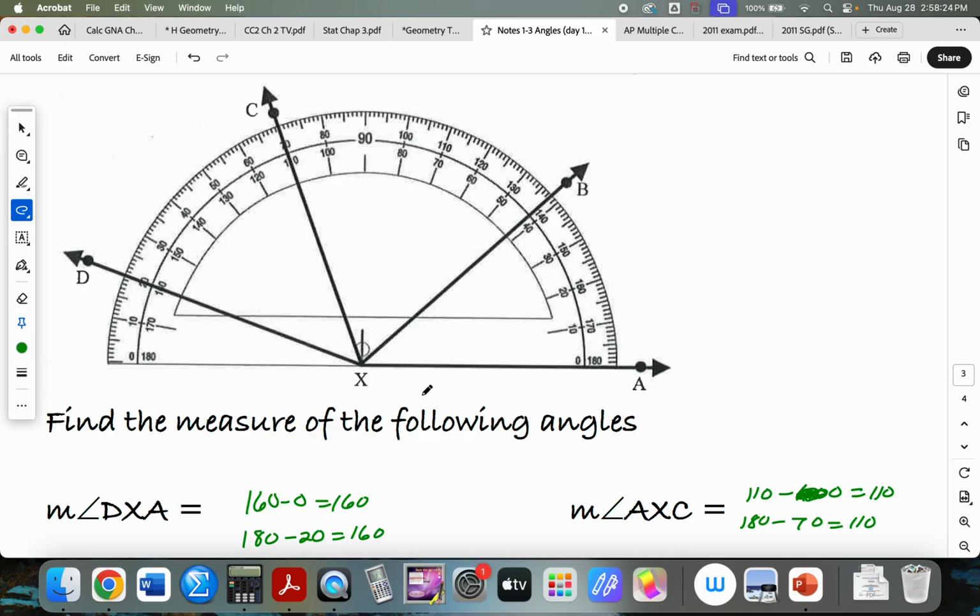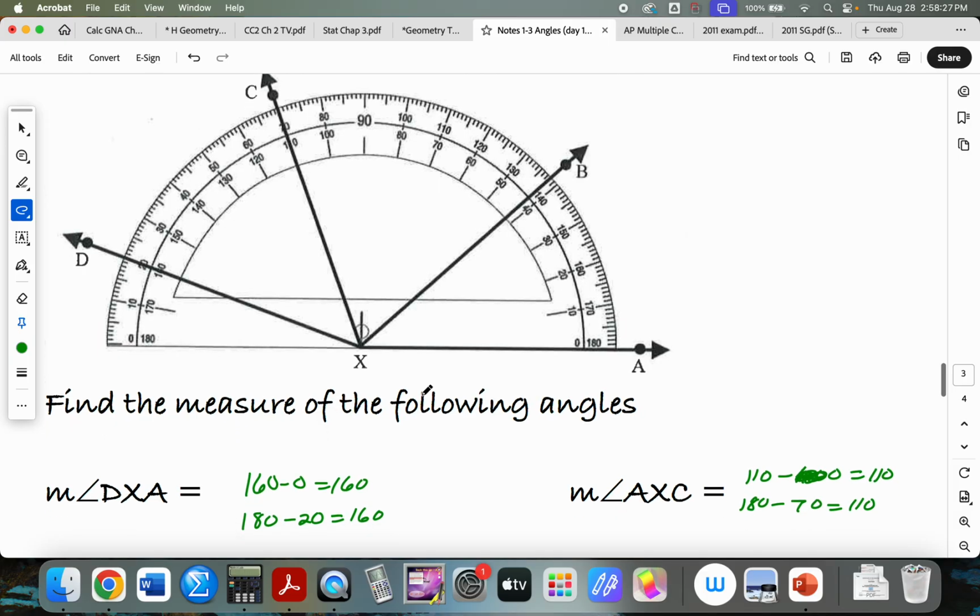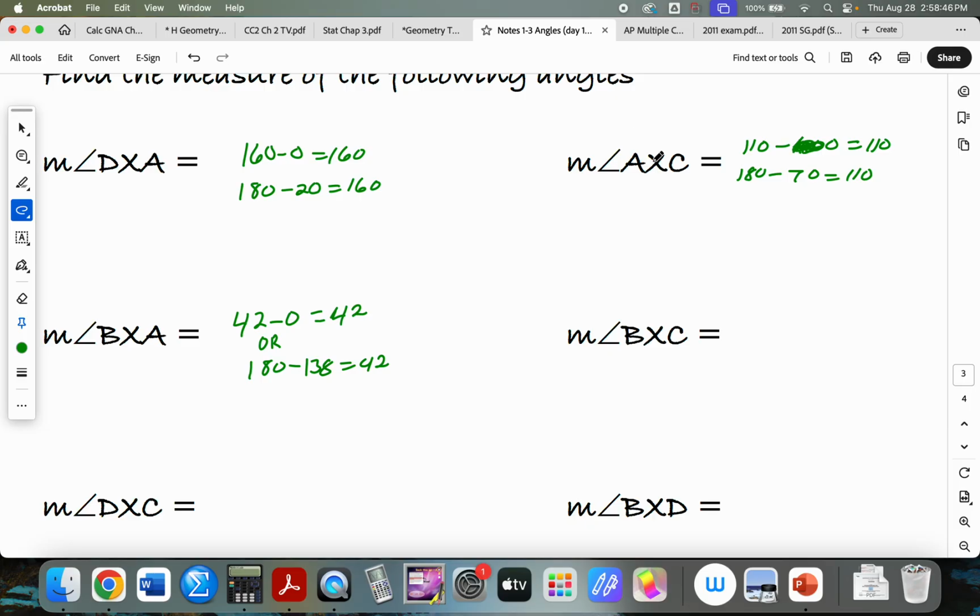All right, let's do BXC. It doesn't matter which scale we decide to use. I'm going to stop doing both. I'm just going to pick one. I usually use the inside scale. I find it easier to read. So this goes through 110, and the other side, XB, goes through 42. So it's 110 minus 42 is 68.